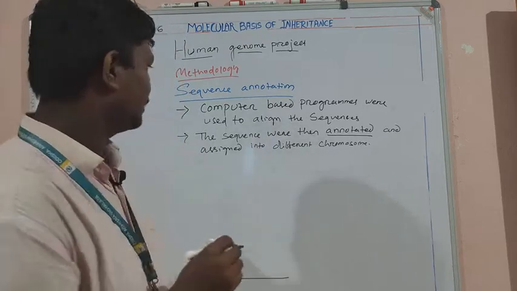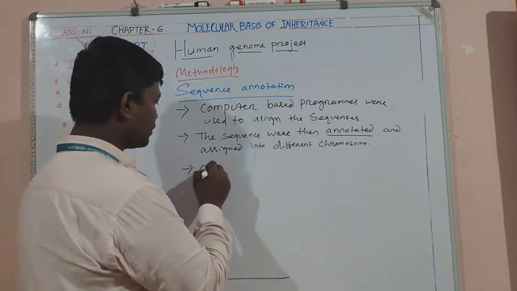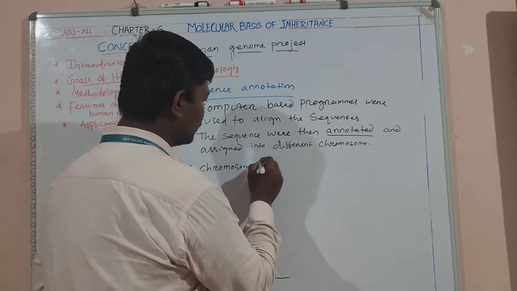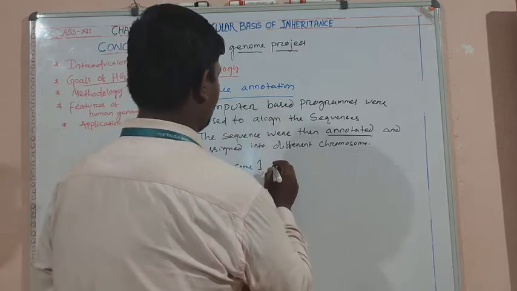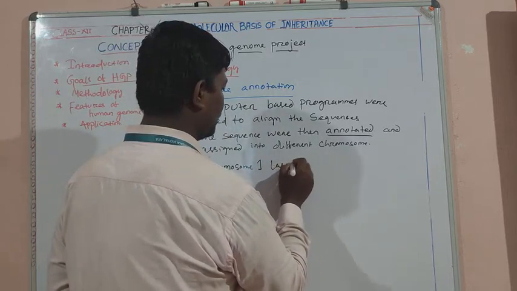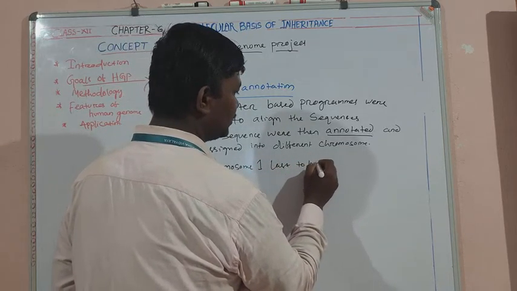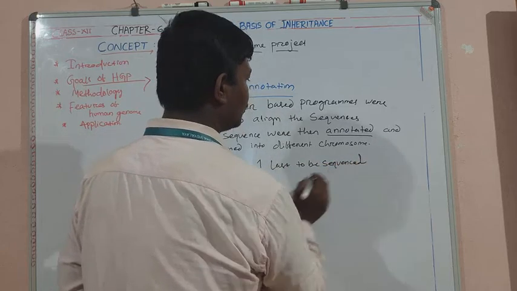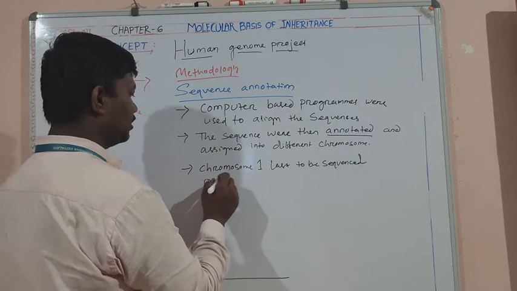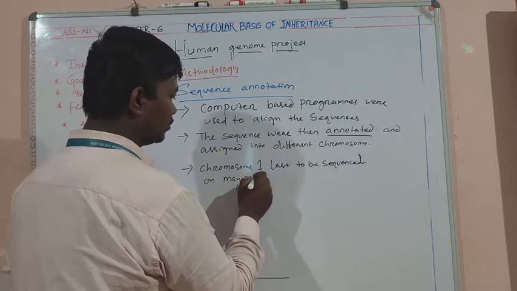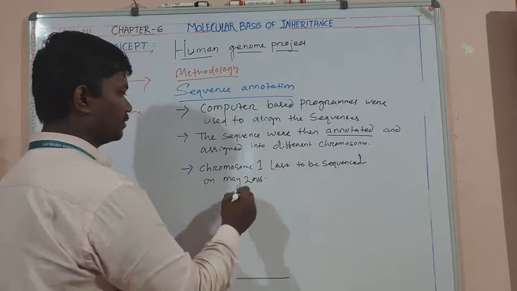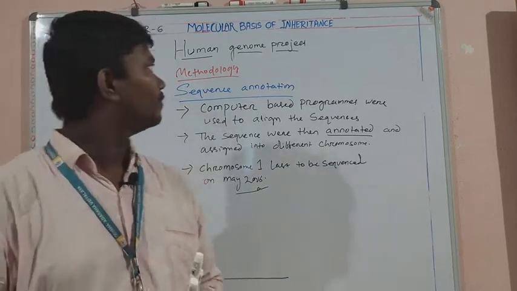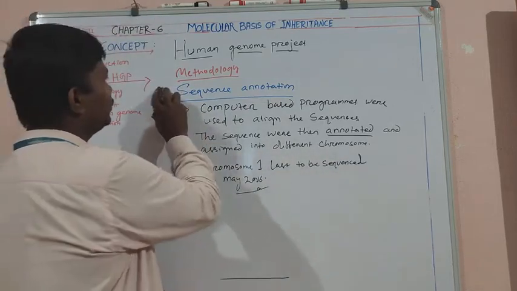Chromosome 1, remember, was the last to be sequenced, in May 2006. Got it? Then we come to the features of the human genome.